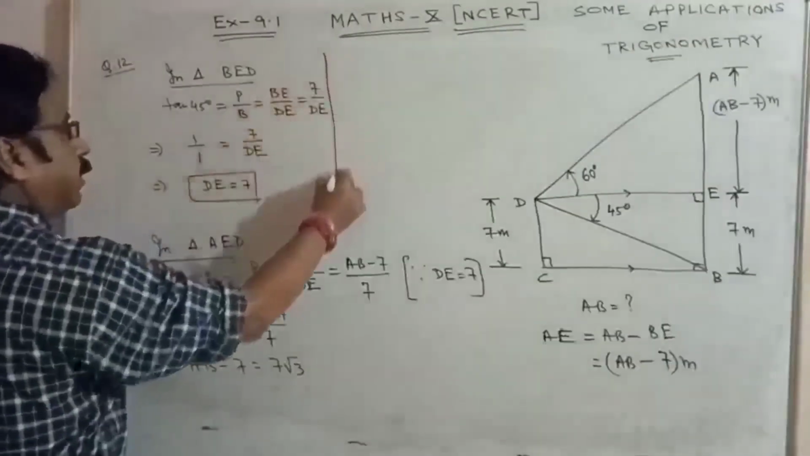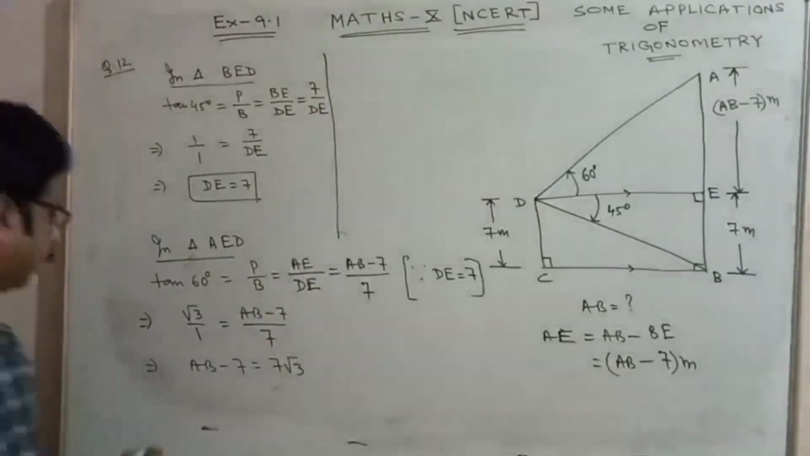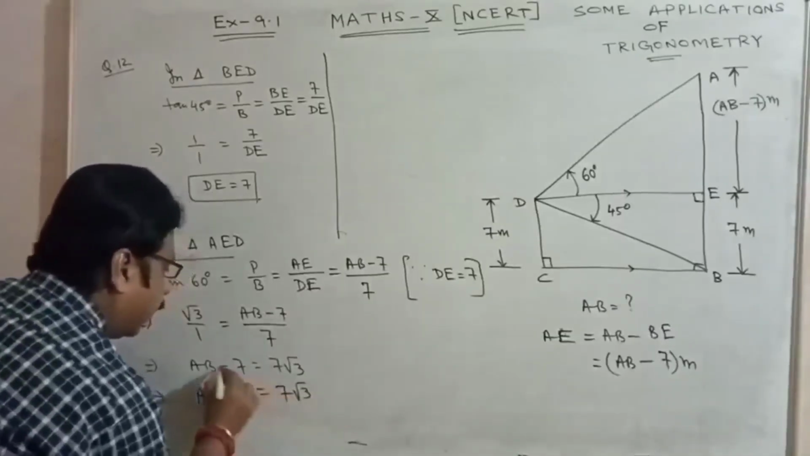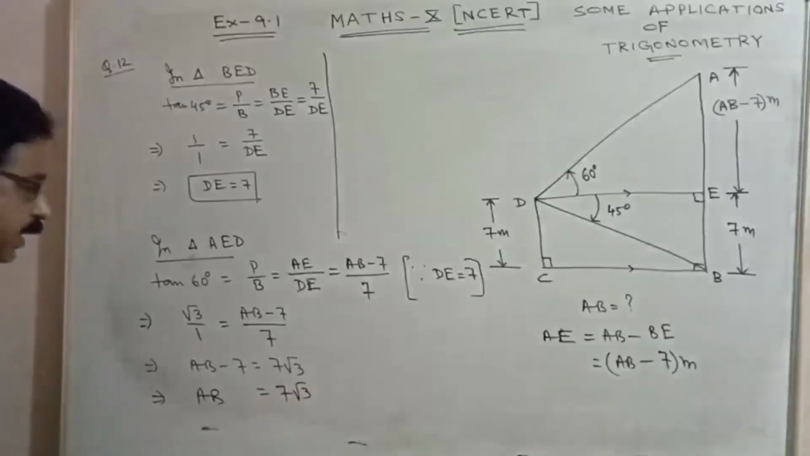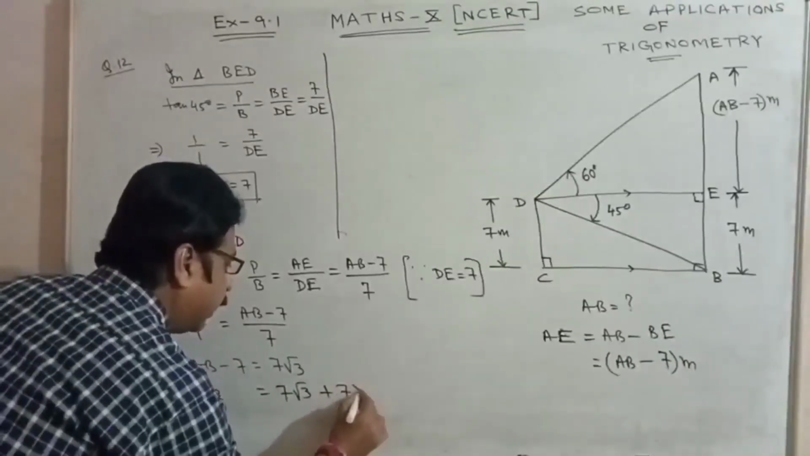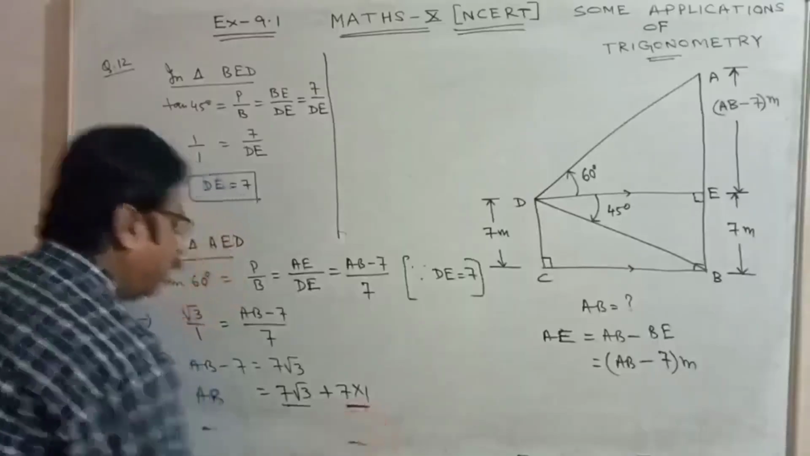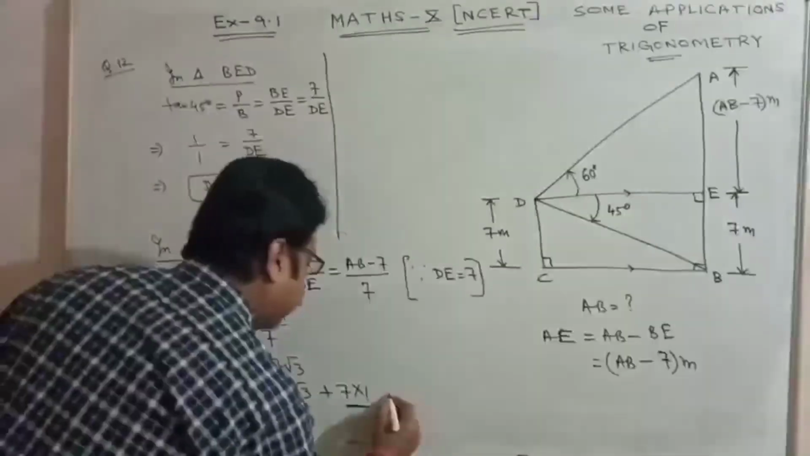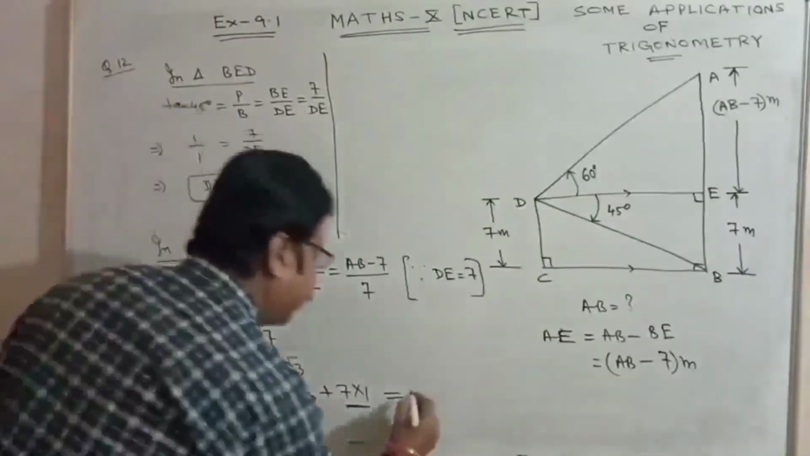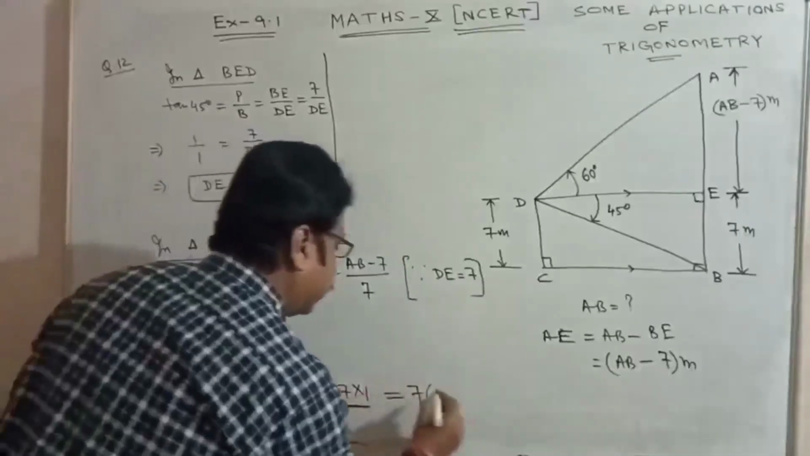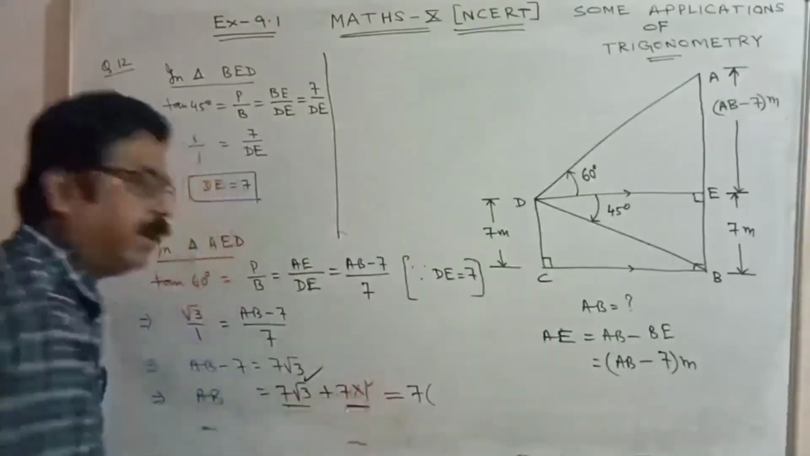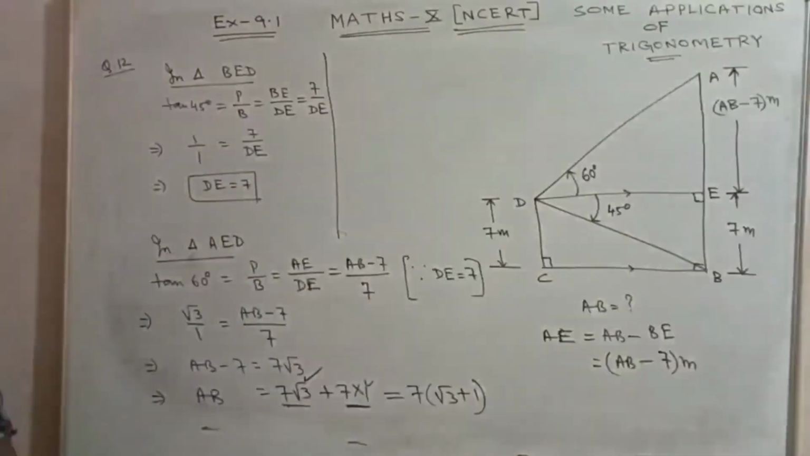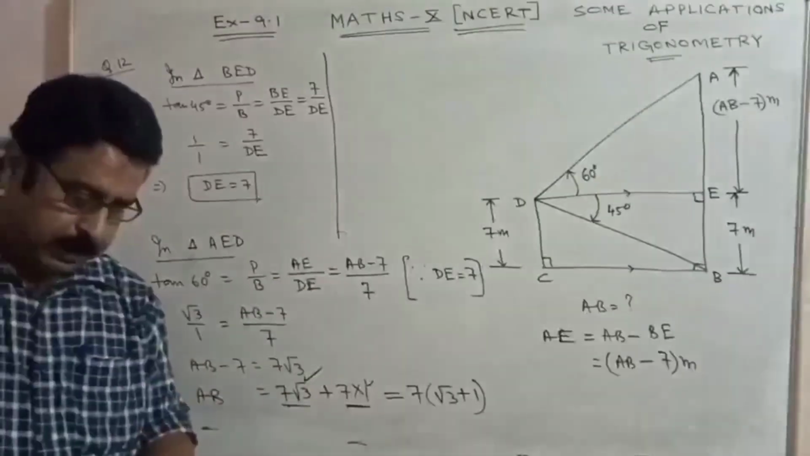We are writing here. AB is 7 root 3 minus 7. Minus 7 is going from left to right side, it will be plus 7. 7 you can write 7 into 1. From here and here we can take 7 as common. Next step, it will be 7 common, root 3 plus 1. This root 3 will be left and this 1 will be left. Root 3 plus 1. We got AB, and AB is the height of the tower.